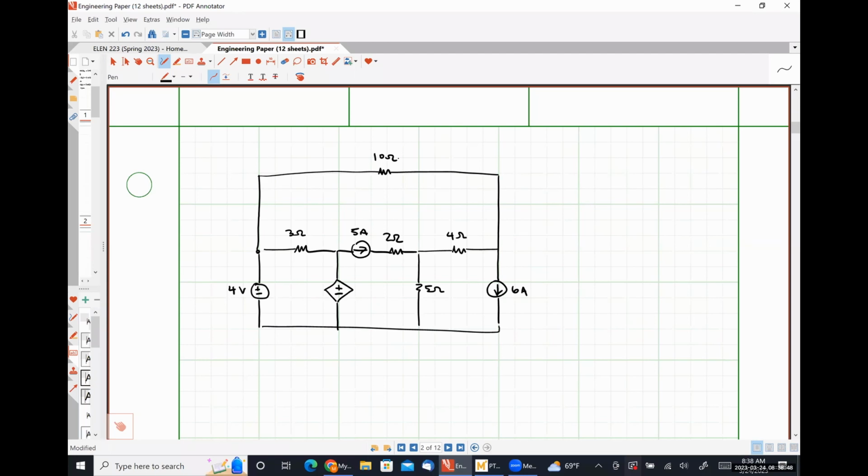So here's the circuit. I guess I should probably tell you what this dependent source is and also define my current IX, like so.